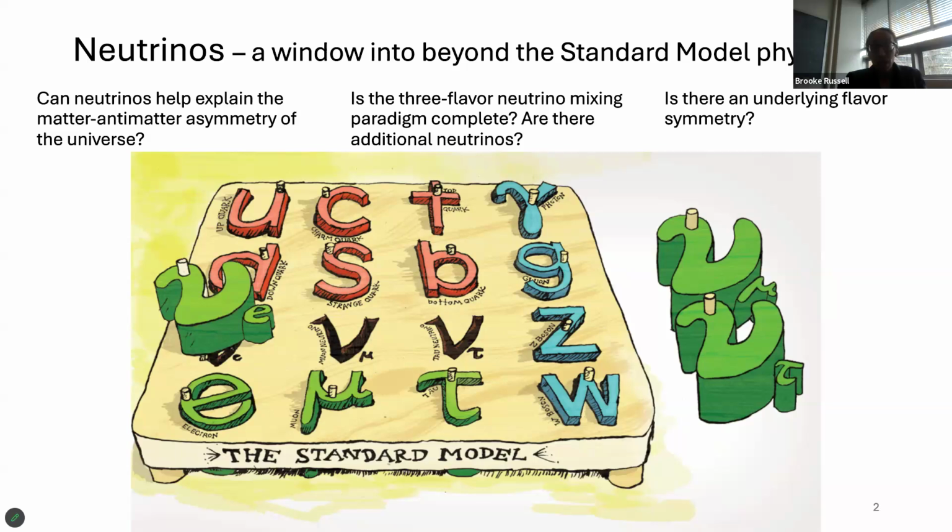Neutrinos are oddballs in that they have an incredibly small mass, more than 1 million times less massive than the next largest fermion. The mass generation mechanism for neutrinos is unknown, and the value of their mass is unknown.